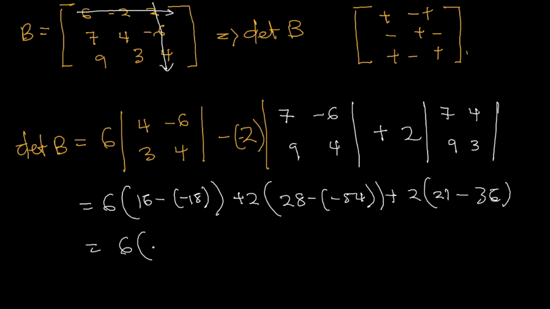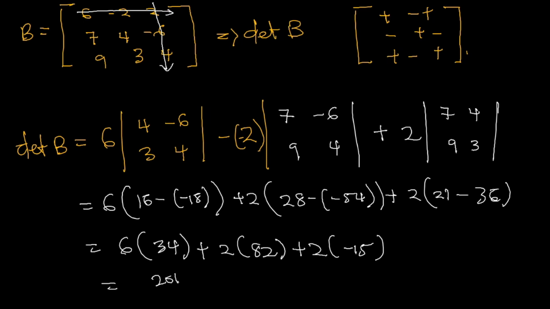So I have 6 into bracket 16 plus 18 will give me 34. Plus 2 into bracket 28 minus 54 will give me negative 26. Plus 2 into bracket, this will give me 2 into bracket negative 15. So I have 6 multiplied by 34, that is 204, plus 2 multiplied by 82 will give me 164, plus 2 multiplied by negative 15 will give me negative 30. So my final answer will be 338 as the determinant of B.